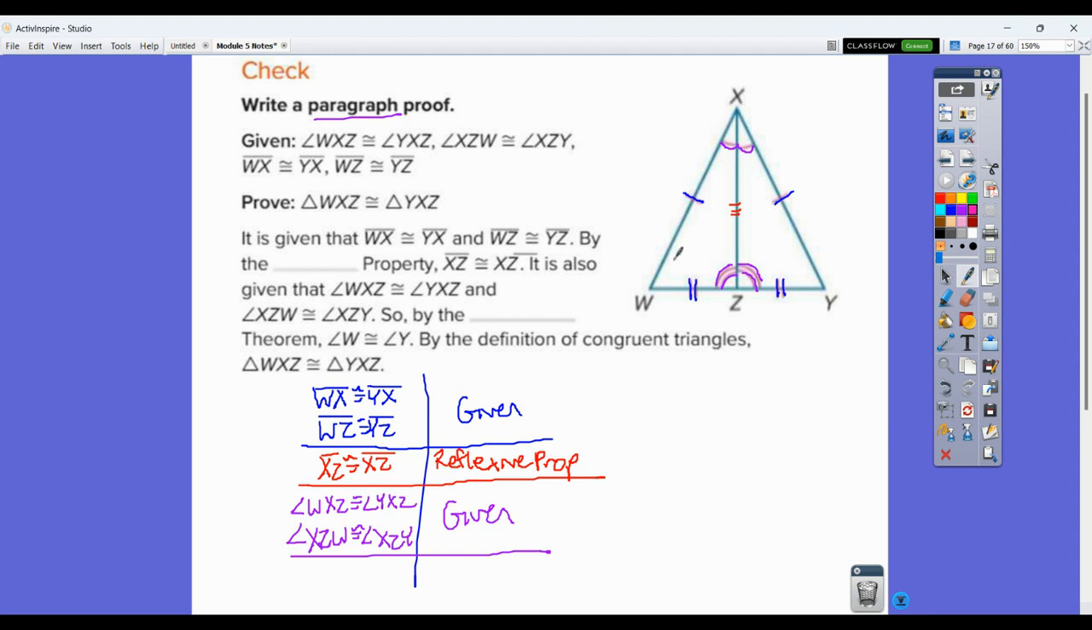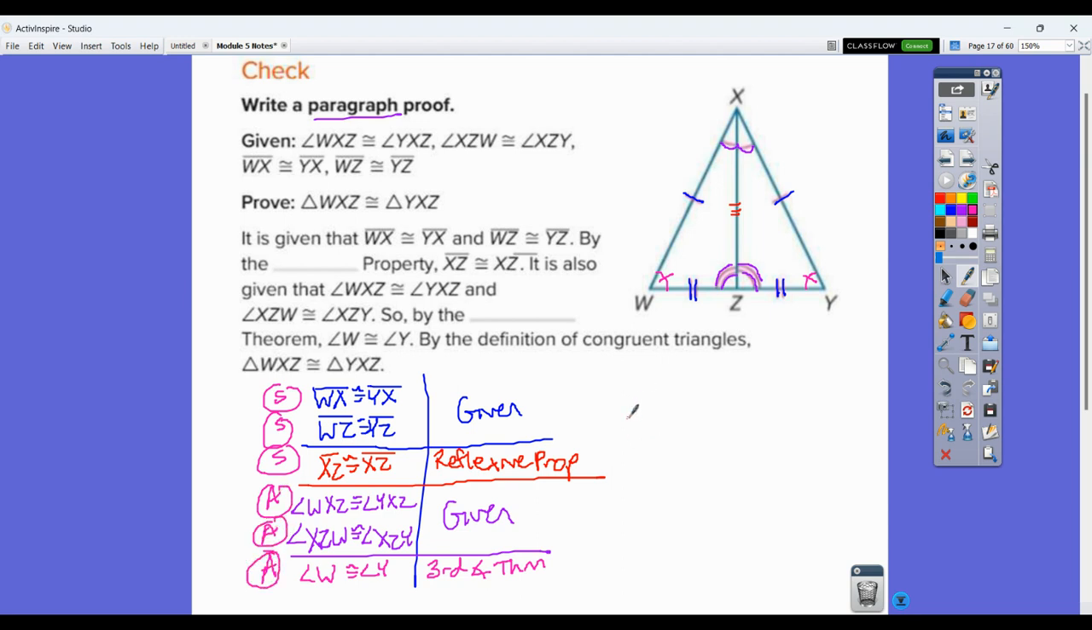So if I go through this, then I know that angle W is congruent to angle Y. And this is going to be by the third angle theorem. So anytime that we have two angles congruent, the third one's congruent, and that's what we're using here to state that those angles are congruent to each other. I have now listed 1, 2, 3 sets of sides and 1, 2, 3 sets of angles that are congruent.